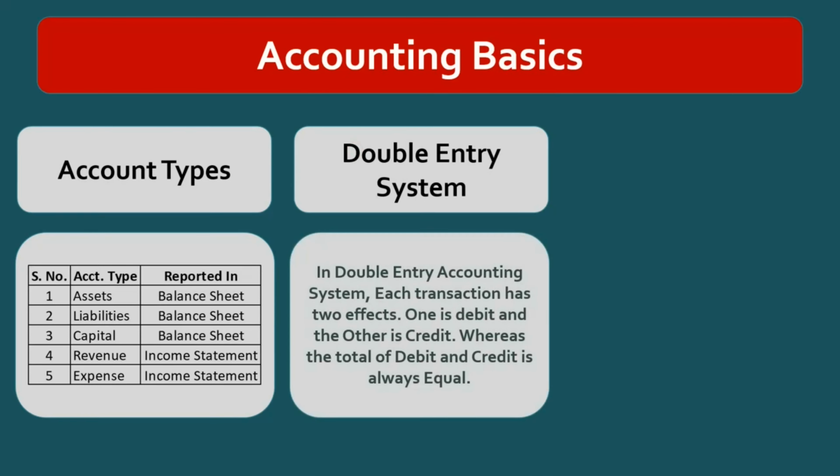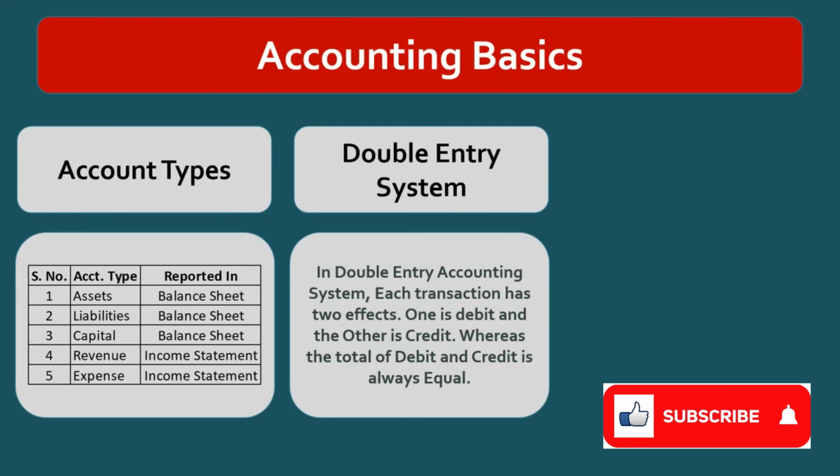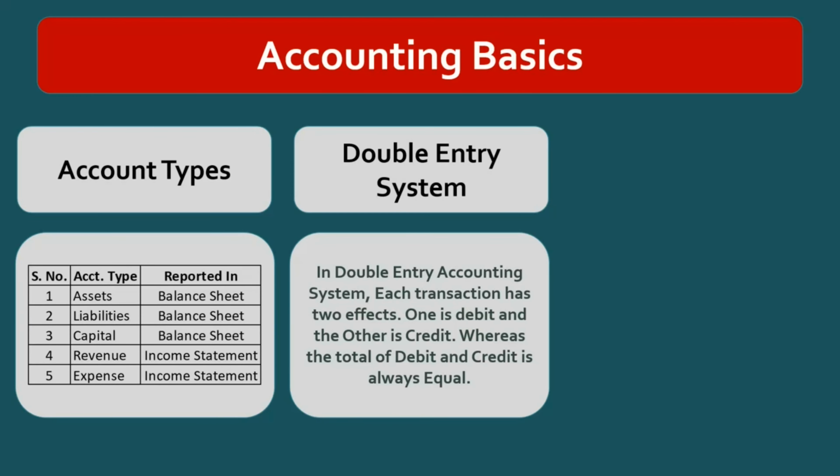Then double entry accounting system. In double entry accounting system, each transaction has 2 effects. One is debit and the other is credit. There may be multiple accounts or at least 2 accounts involved in each transaction, but the total of debit and credit will always be equal. This entry is commonly known as general voucher. This is the base of an accounting system. All the reports generated from accounting system will depend upon this general voucher.